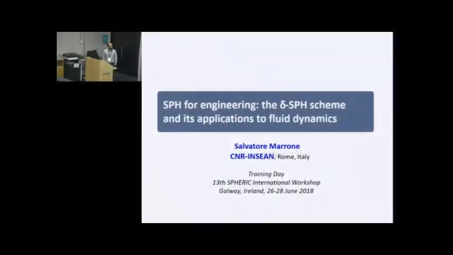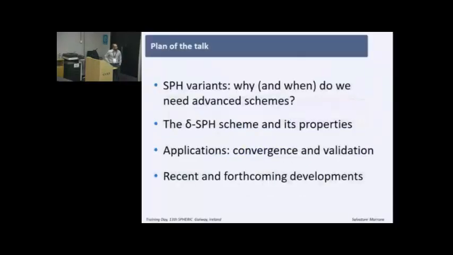So in this section we are going to see in detail some SPH simulations and this Delta-SPH variant, which Matteo just briefly presented, and some of its applications to fluid dynamics problems. So this is the plan of my talk.